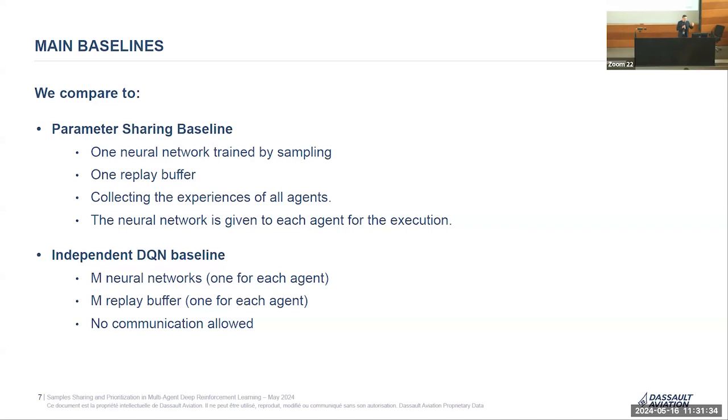So this is an important baseline, and the other important baseline is the independent learning baseline. Let's continue with the DQN agent. In the independent DQN baseline, we have M independent agents, M neural networks, and M replay buffers, and each agent interacts with the environment, collects its own experiences, and learns thanks to its own experiences. And no communication is allowed.